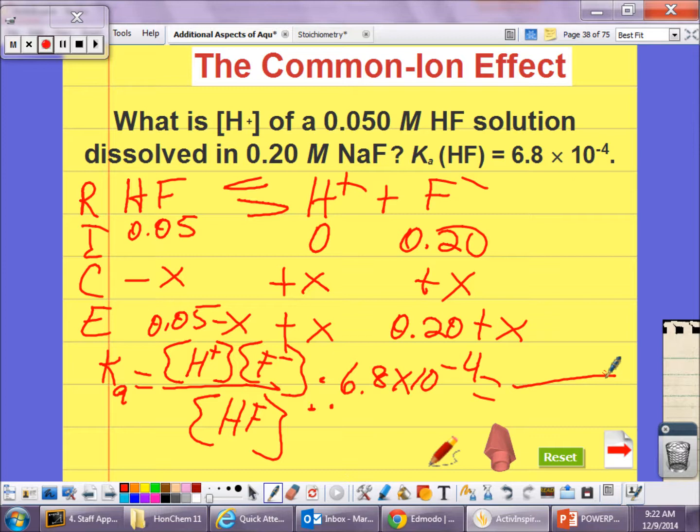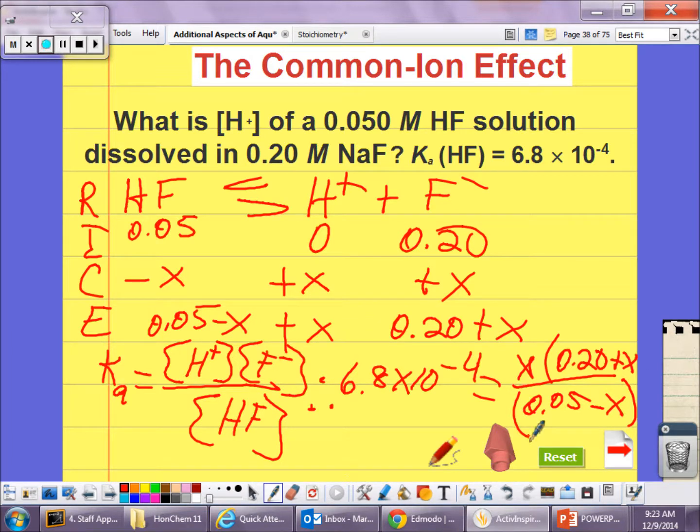Like always, let's do the girls neglect X, and then the boys don't neglect, to save time. So this is my X times 0.20 plus X, and when I say neglect, it's both ways. It's not just on one. You can neglect this one also. Everywhere you have plus X or minus X, just neglect. On the bottom, I have my HF, which is 0.05 minus X.